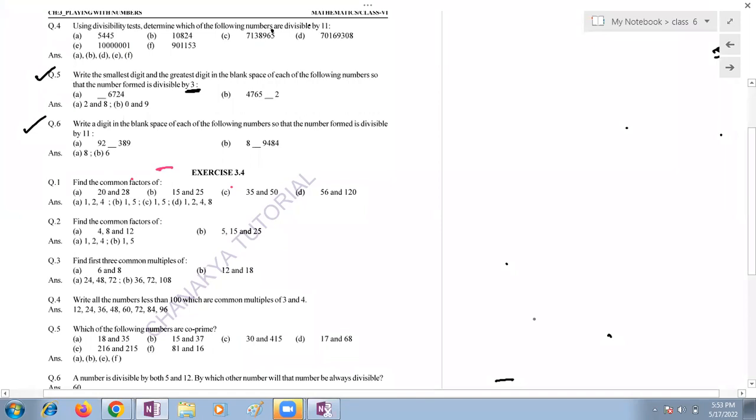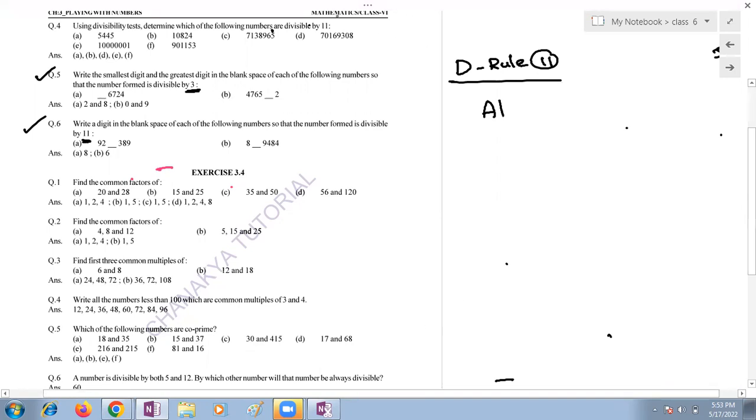Coming to question number 6, you see, children, this is also a very important question. What is the divisibility rule of 11, children? Ma'am, the sum of the digits at even places minus the sum of the digits at odd places. Sum of alternative digits.